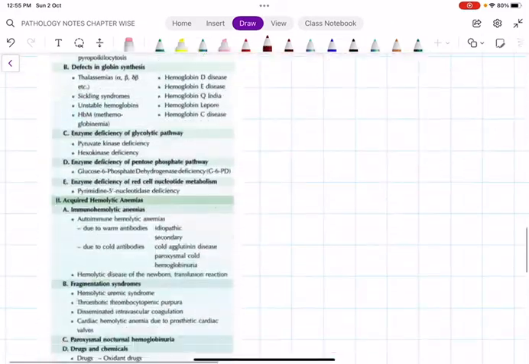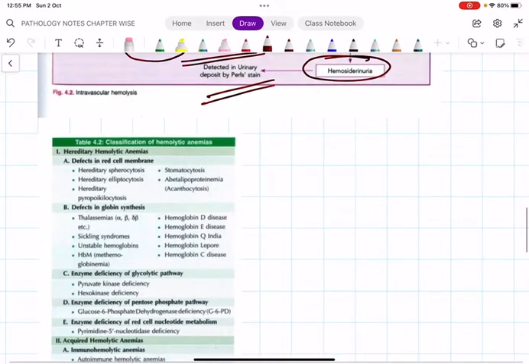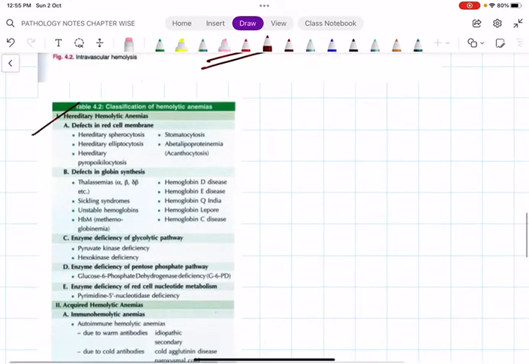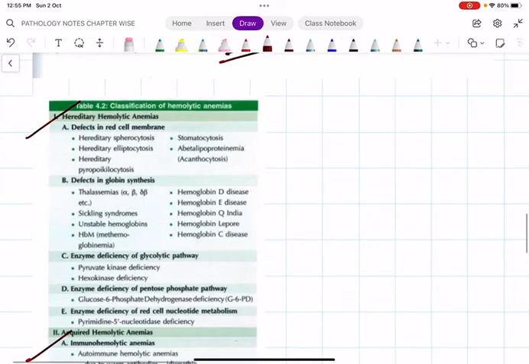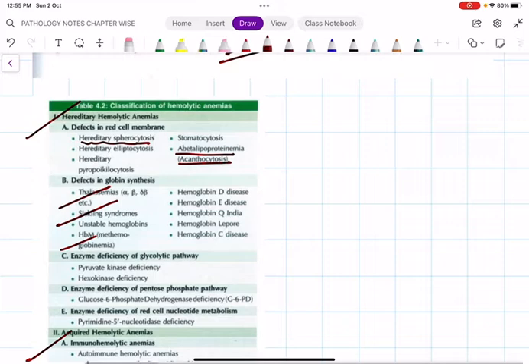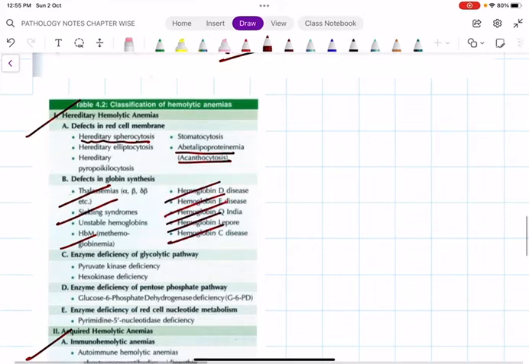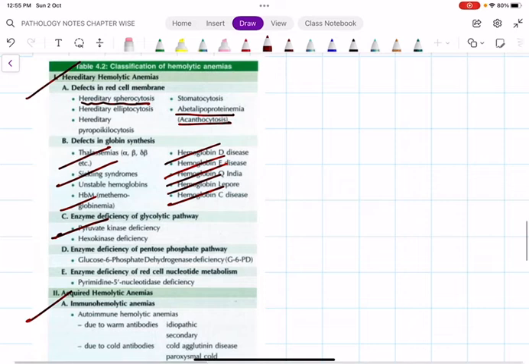Once this is done, let us see the classification. I'm broadly classifying it into hereditary and acquired. In hereditary, it may be due to a defect in the red cell membrane. Out of that, the most important ones are hereditary spherocytosis and abetalipoproteinemia or acanthocytosis, or defects in globin synthesis. We have thalassemia, sickle cell anemia, HbM, HbD, E, Q, L, C. All these we will discuss. And enzyme deficiencies: pyruvate kinase, which is very common, and the next common enzyme deficiencies are G6PD deficiency and pyrimidine 5-nucleotidase deficiency.